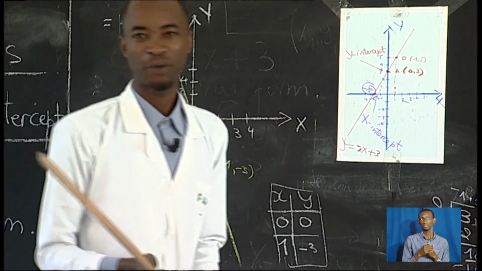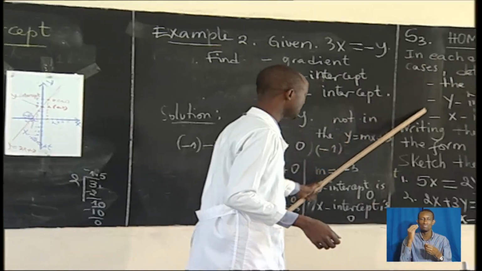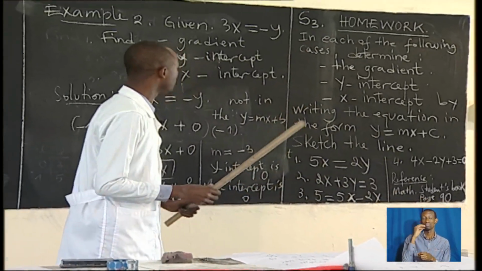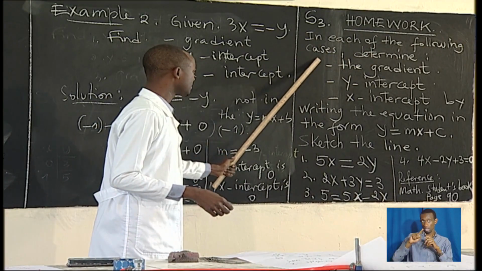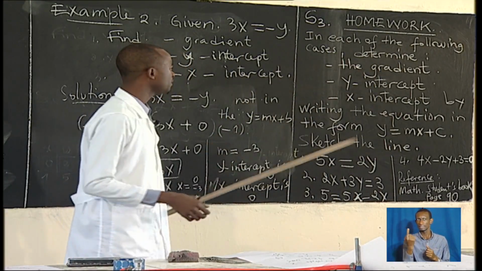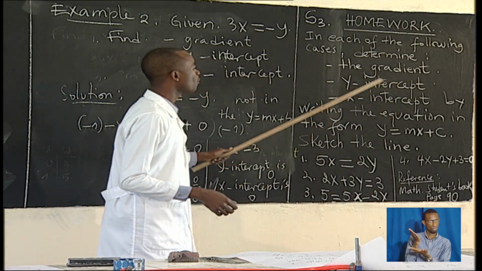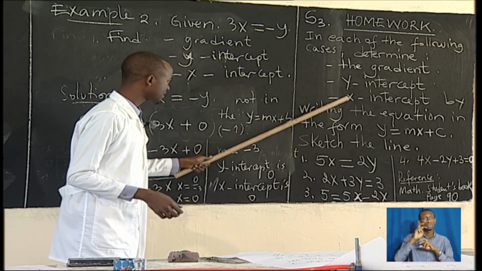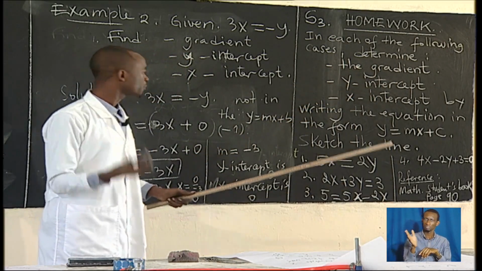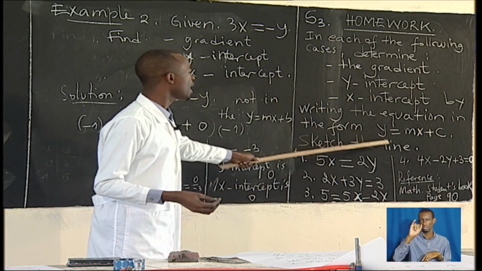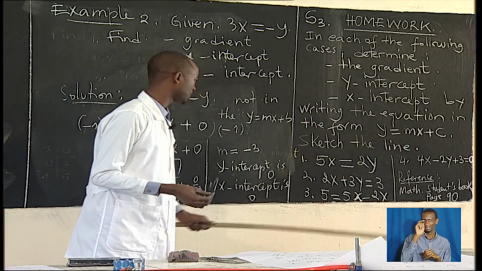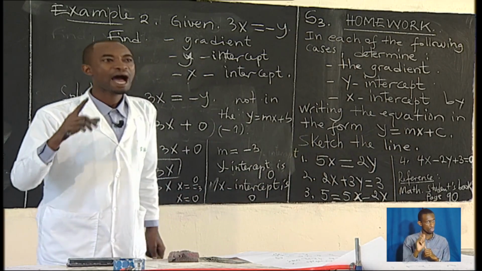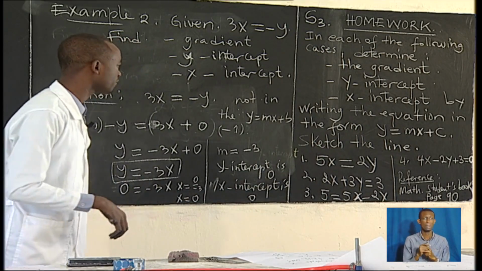I have a homework for you. Here it is. In each of the following cases, you have to determine the gradient, the y-intercept, and the x-intercept, by writing the equation in the form y equals mx plus c. You don't have to forget how to sketch every single line you have over there.